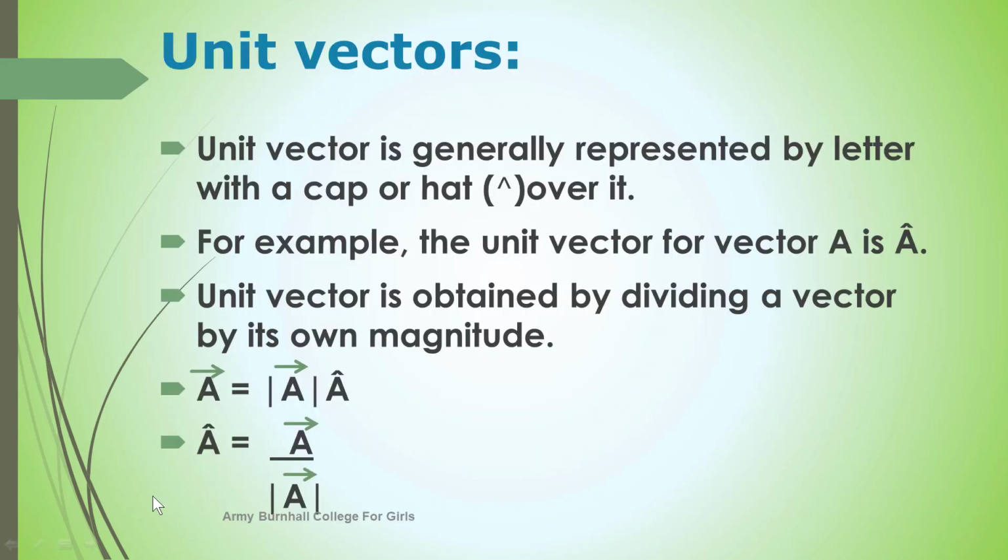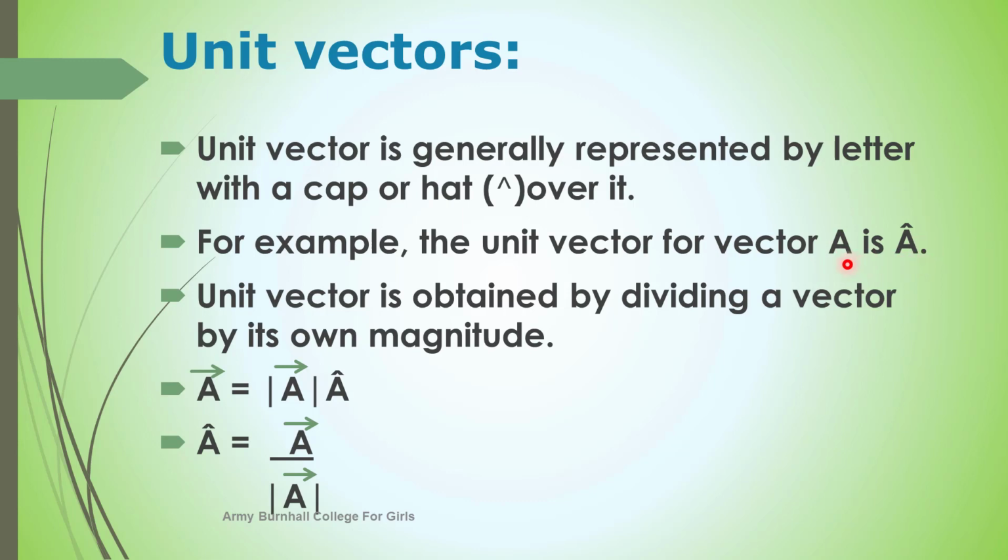A unit vector is generally represented by a letter with a cap or hat over it, just like we have indicated x hat and y hat. So a hat or cap is placed. For example, the unit vector for vector A is A hat.